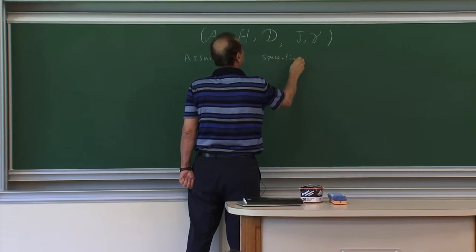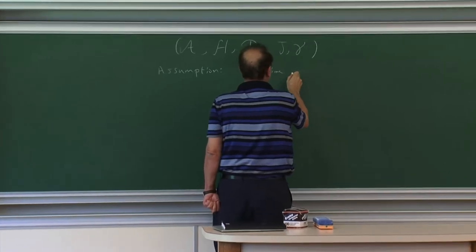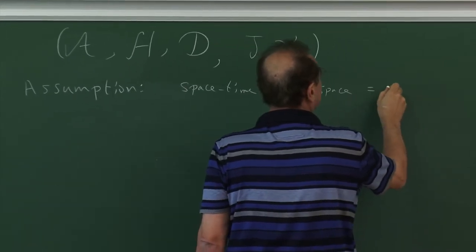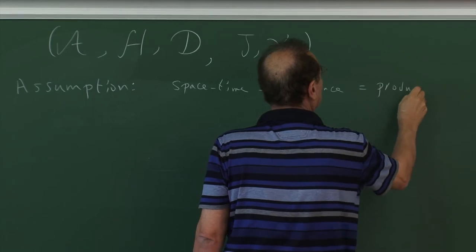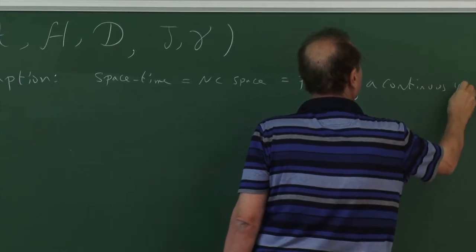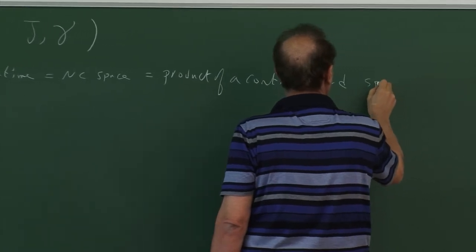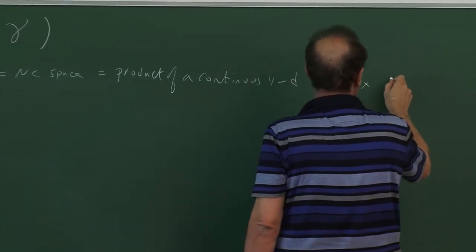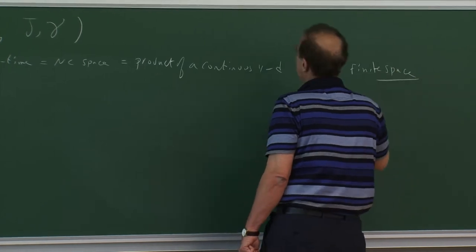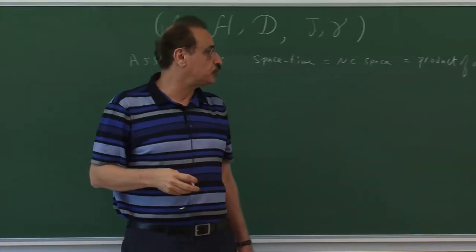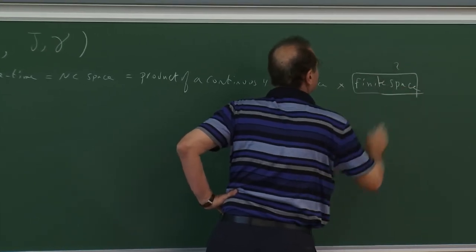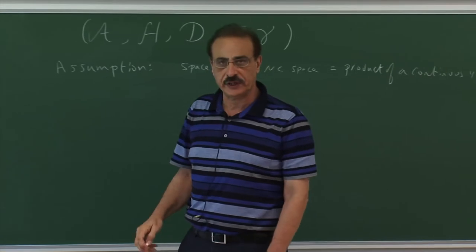space-time R is a non-commutative space, which is formed as a product of a continuous four-dimensional space times some finite space. Now, the four-dimensional spaces are well understood, and then I went to see essentially what one should take for the finite space. What kind of space should one take?